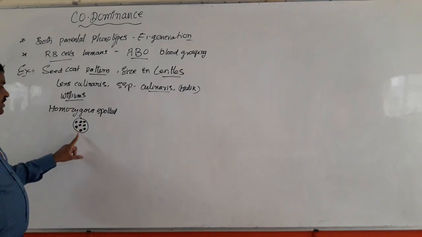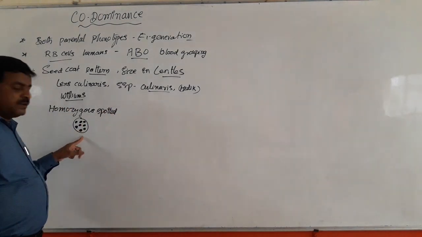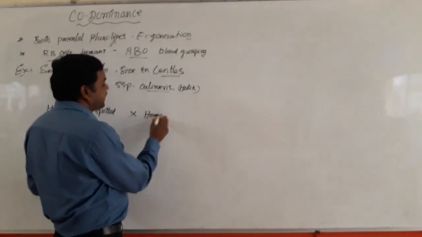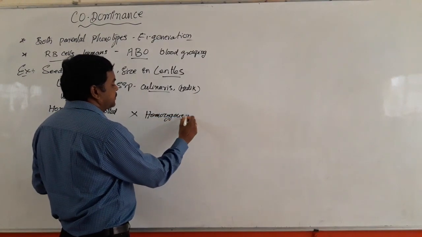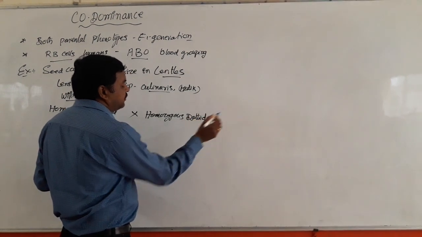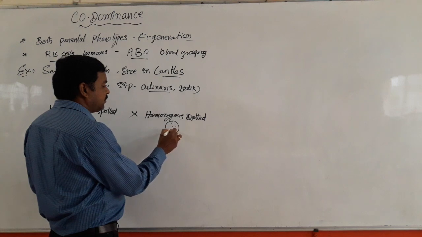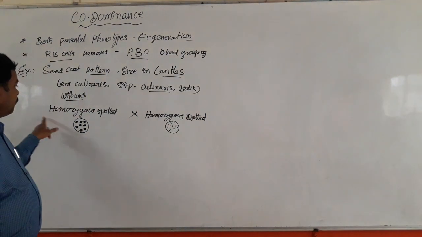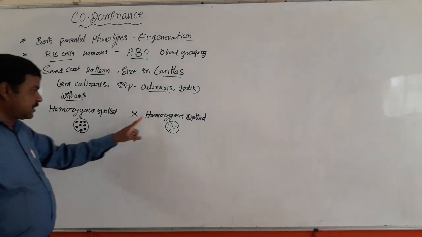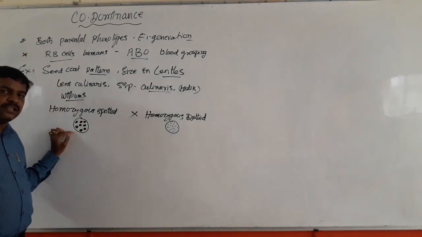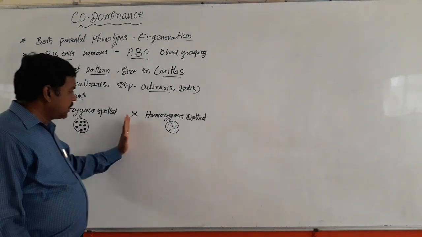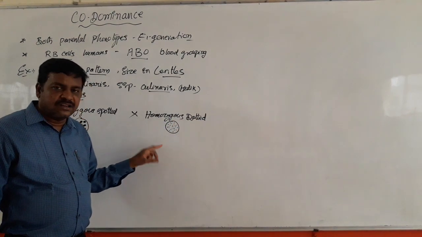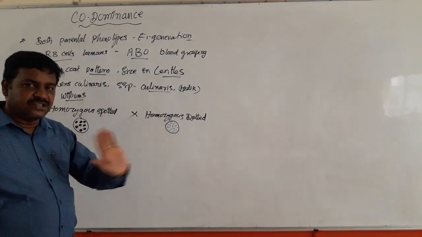This homozygous spotted plant, with large irregular shaped patches on the seed coat, is crossed with another homozygous dotted lentil, represented by very small circular dots on the seed coat. Now these two plants are crossed with each other.